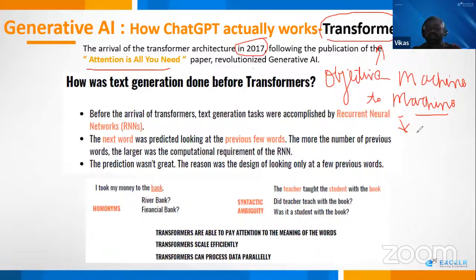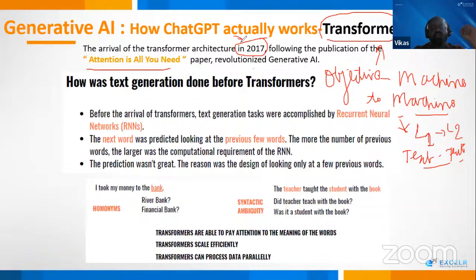The purpose was to perform machine level translation, converting text from language one to language two. They were providing some text and generating a translated text. The models that existed initially were not able to perform very well on this kind of task. Keeping that objective in mind, they developed the entire transformer, and this transformer is the base which revolutionized the entire generative AI industry, right? So that's where the beginning happened.